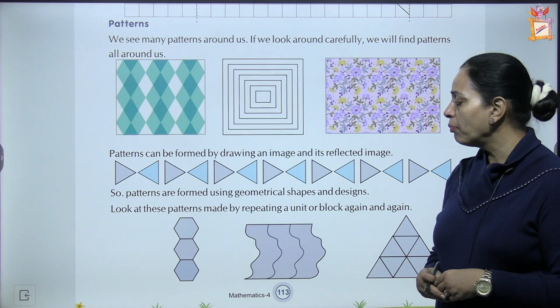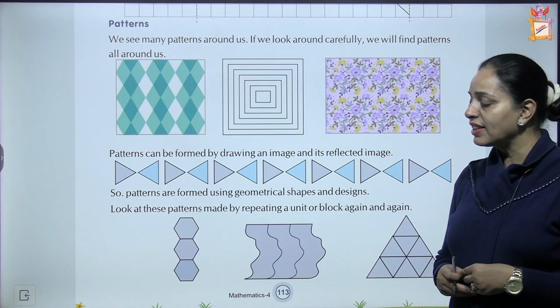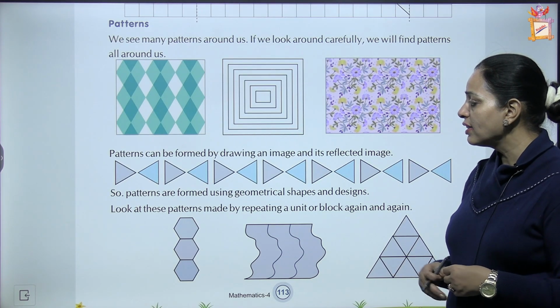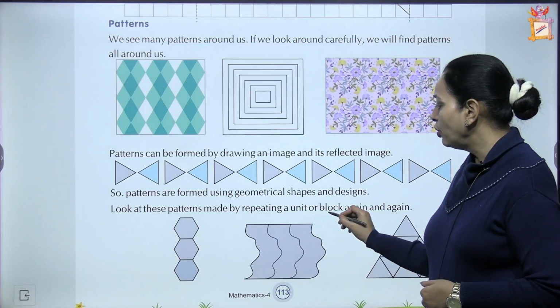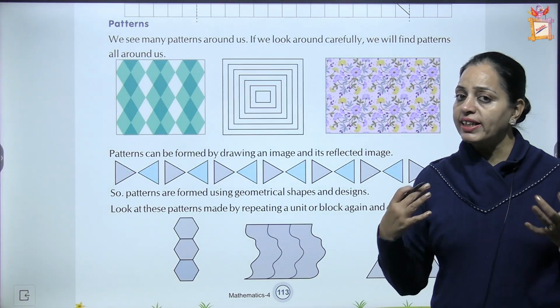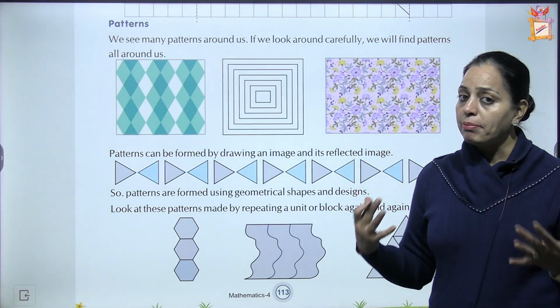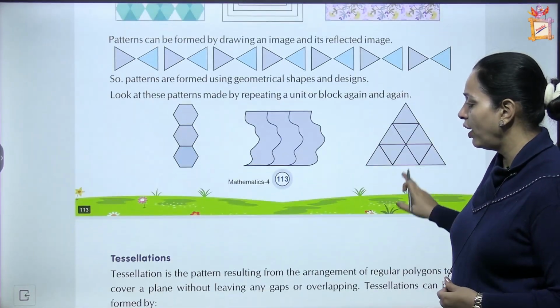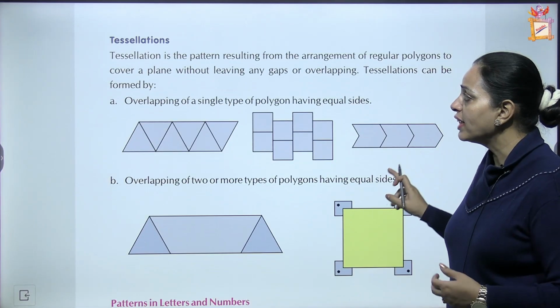So patterns are formed using geometrical shapes and designs. Look at these patterns made by repeating a unit or block again and again. हम किसी एक ब्लॉक को, किसी एक डिजाइन को रिपीट करके भी पैटर्न बना सकते हैं. Okay, now we are talking about tessellation.